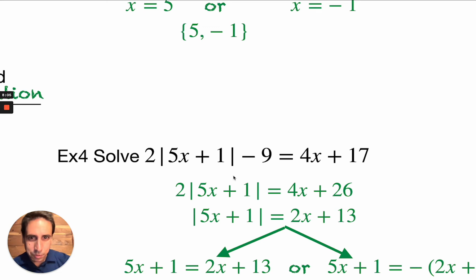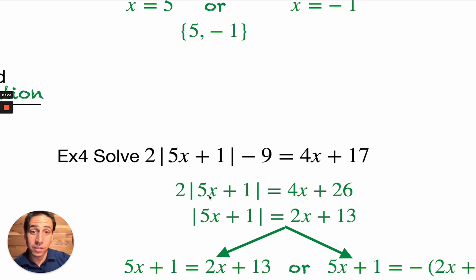It's a little bit more complicated because we've got stuff on the outside of the absolute value and stuff on the inside of the absolute value. But what you've got to do is get the absolute value. Step 1, get the absolute value all by itself. Step 2, undo the absolute value. Step 3, solve both parts.